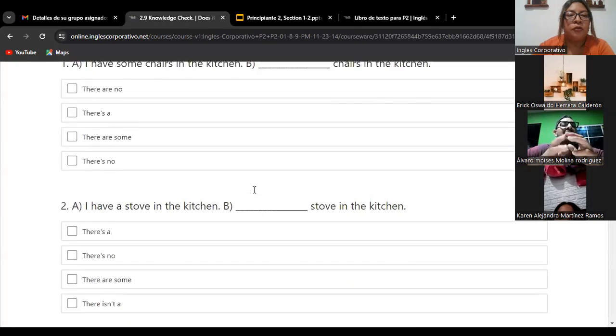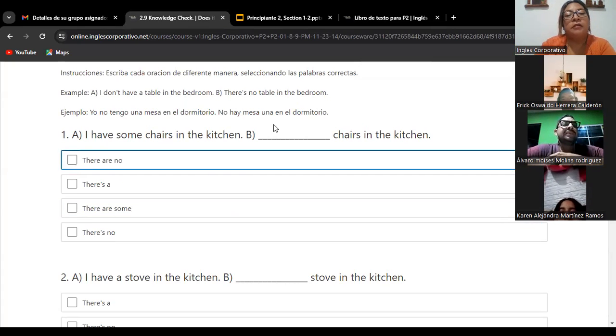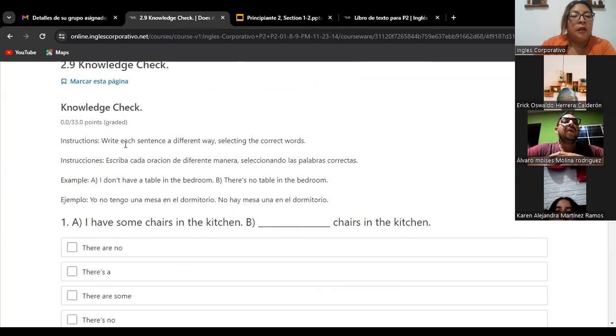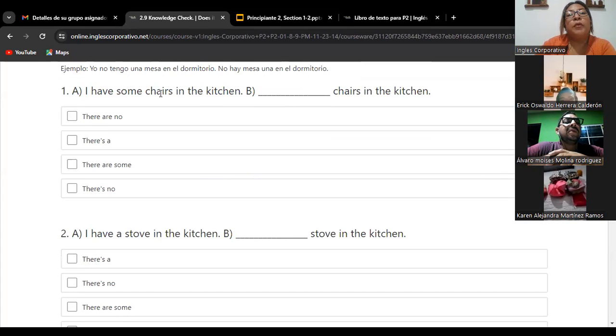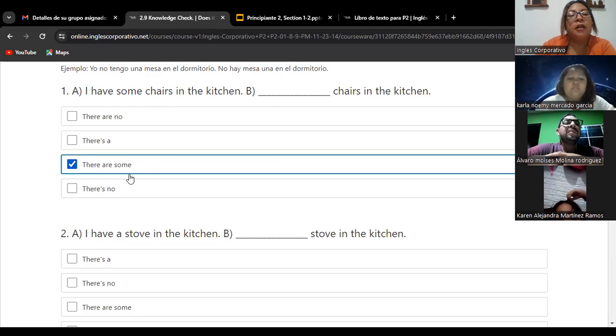And I think here you have the options. Aquí me imagino yo que vi por ahí que algunos estaban preguntando también de estas. Y dice, I have some chairs in the kitchen. Ok. Dice, write each sentence in a different way. Ok, selecting the correct word. Ok, so we are going to say the same. Vamos a decir lo mismo, pero en otras palabras. So, I have some. ¿Nos quedaría como? There are some. There are some. Okay, there are some chairs in the kitchen.